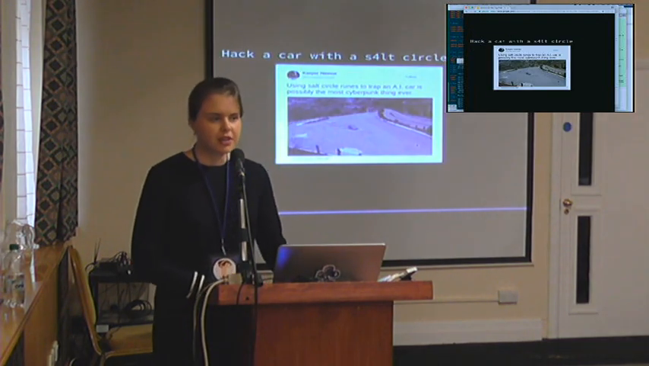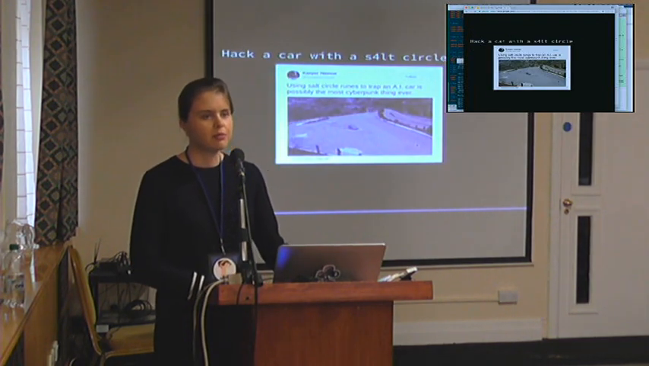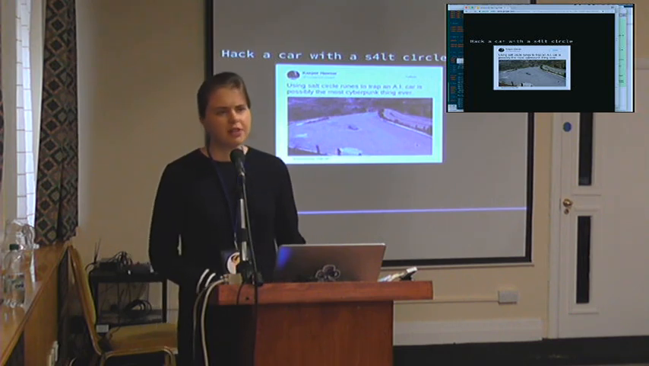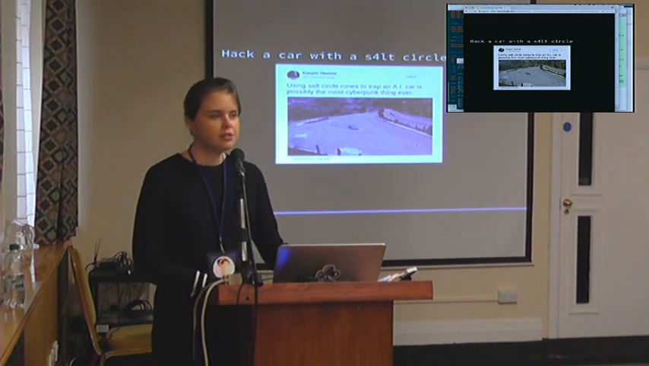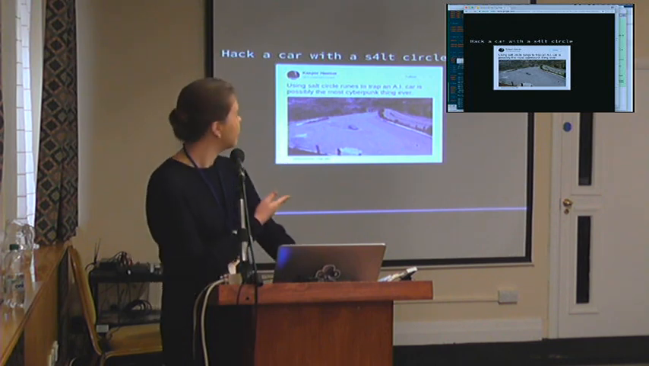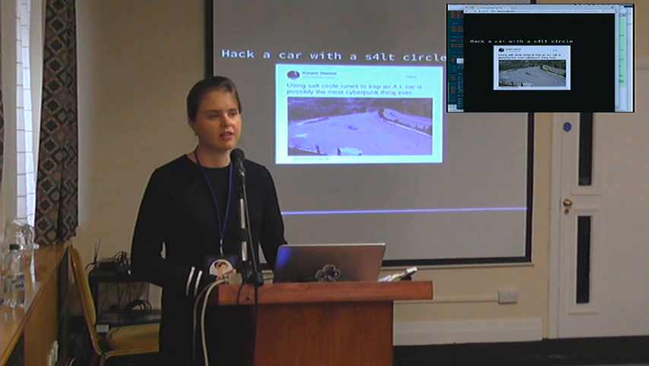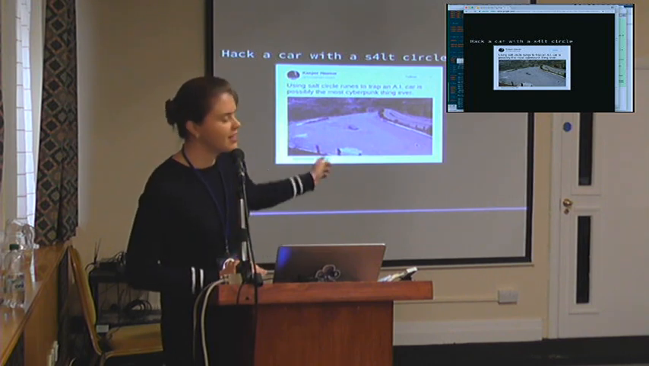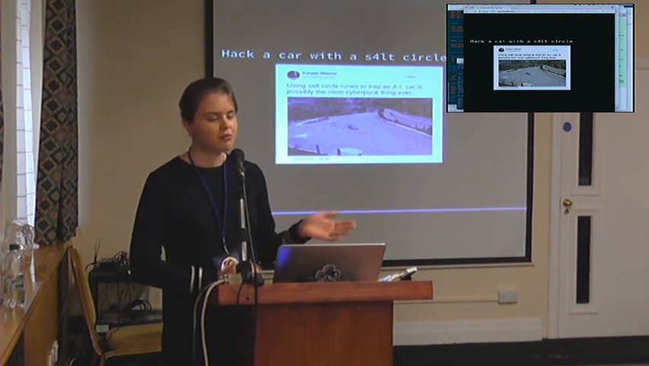And if you've been around Twitter, you've probably seen this tweet that went viral a few months ago. This is the work of a British artist called James Bridle. He drew a salt circle on a road and then drove a self-driving car into it. And this actually traps the car, because for a car, that salt circle represents some kind of road sign that it's not supposed to cross.